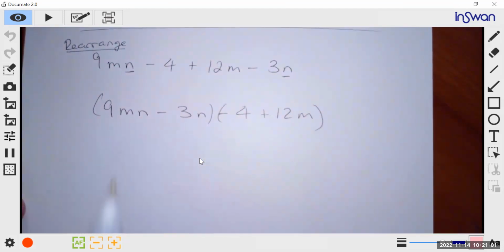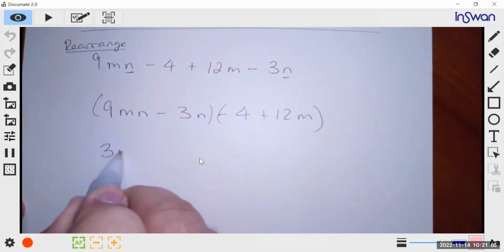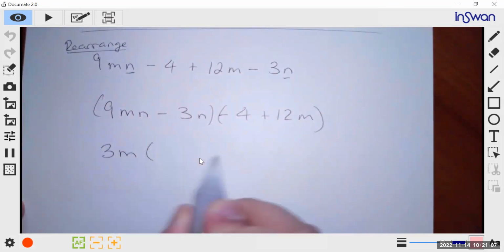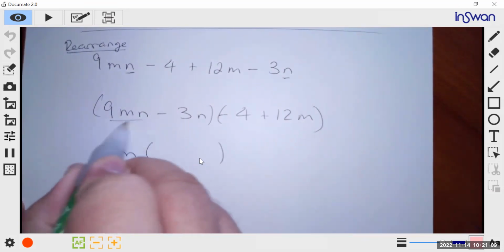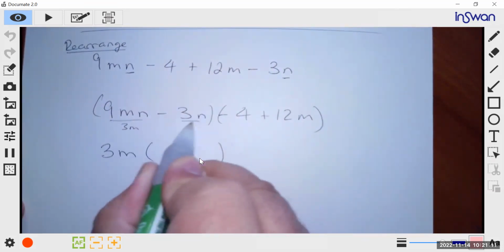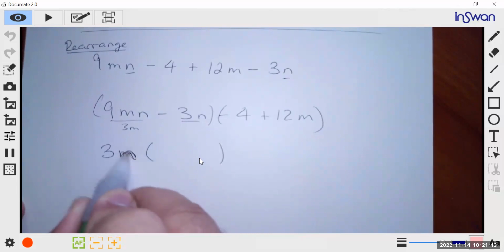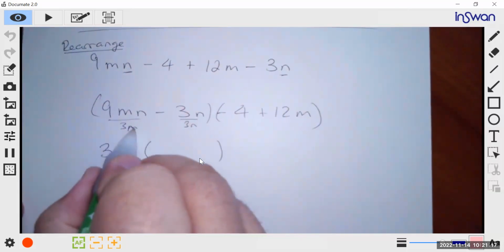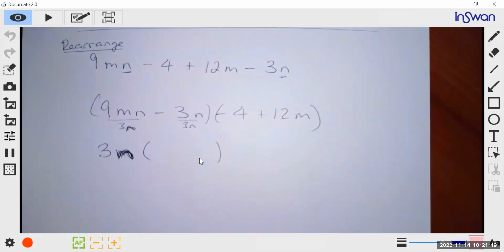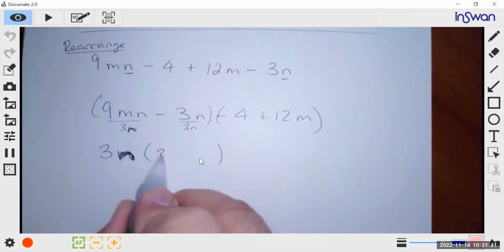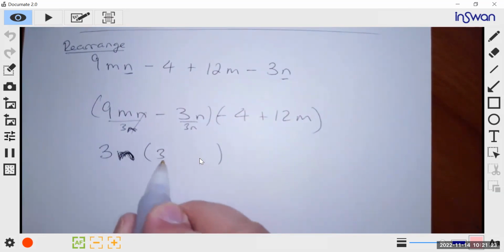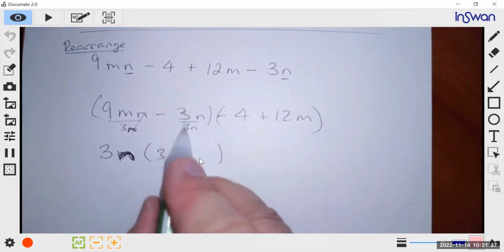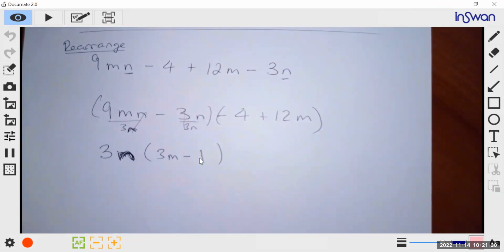So what can we factor out of the first one? 3m. So divide each of these by 3m, 3n, not m. Nine divided by 3 is 3. The n's cancel. So we have m. 3's cancel, n's cancel, so we're just 1.